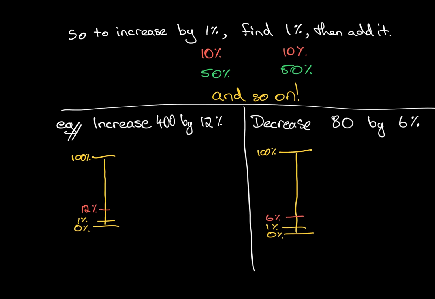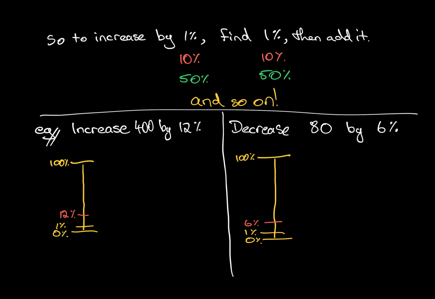For example, if we want to increase a quantity by 1%, we need to find 1% of that quantity and then add it. Pretty simple, right? Divide the quantity by 100, that gives you the 1%, and then add that result onto what you started with. Similarly, if we want to increase by 10%, we just find 10% of that total and then add it. 50%, 60, whatever the percentage really. It all works the same way. Let's check out a couple of examples to see how it works.